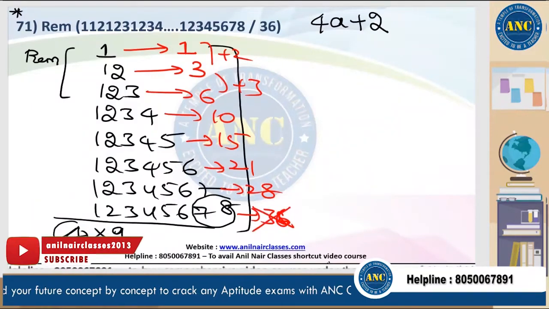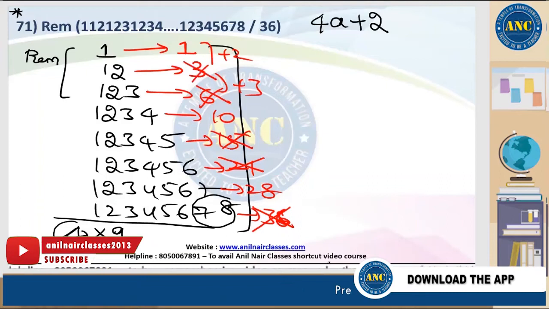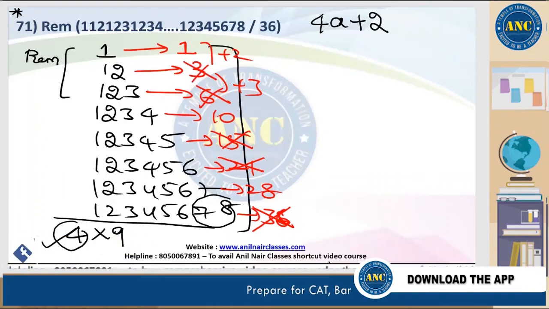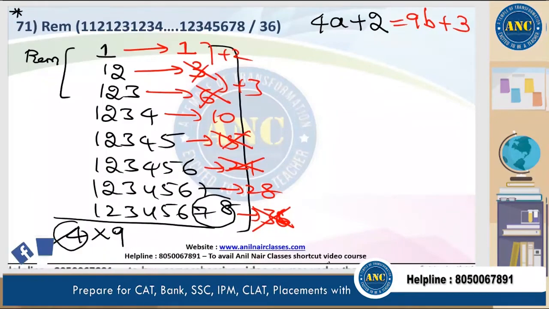36 is 9, perfectly divisible. 15 plus 21, 36, divisible. These also go out. 1, 1, 1. I am getting a remainder 3. So when divided by 4, remainder 2. When divided by 9, remainder 3.